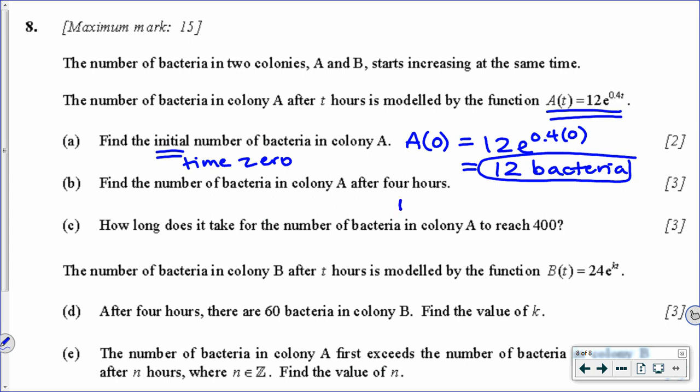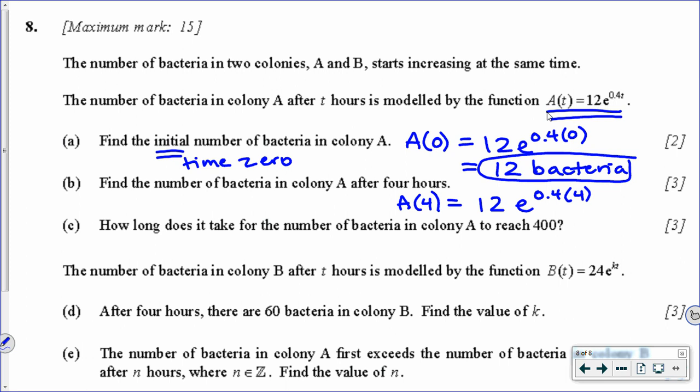This is a 3-point question, and we have our calculator to help us. We'll be evaluating the function at 4. In the interest of time on this video, I'm not going to evaluate that, but I think you could on a calculator. How long does it take for the number of bacteria in the colony to reach 400?